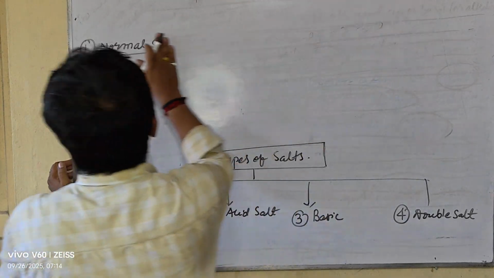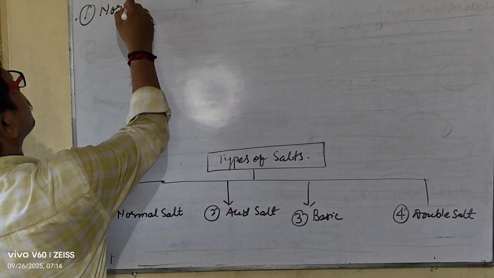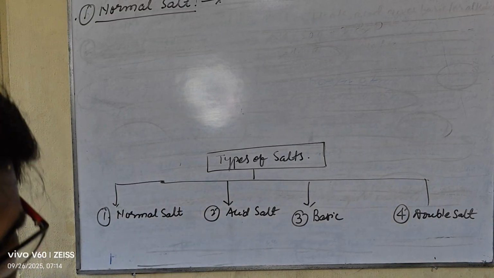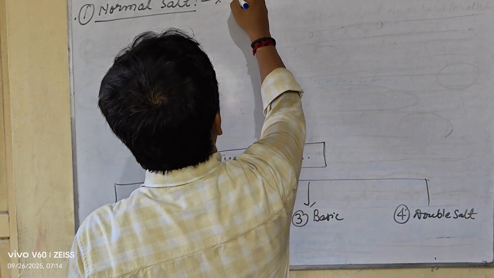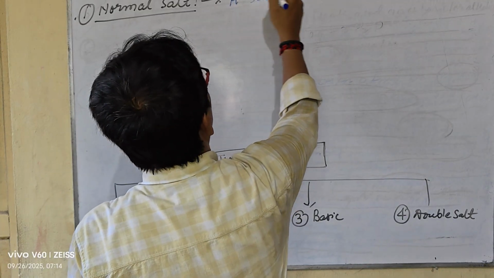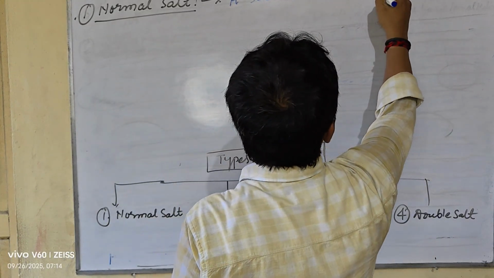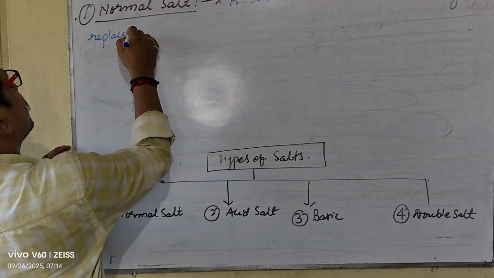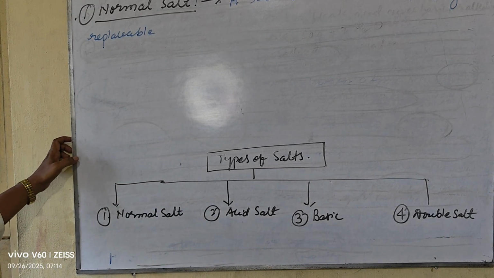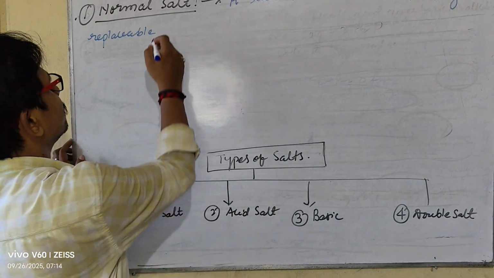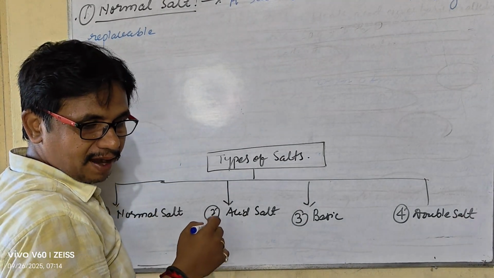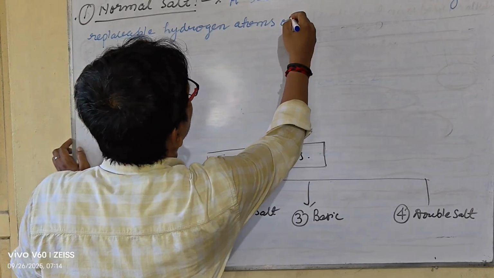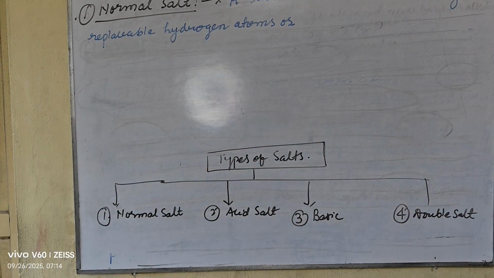The first one is normal salt. A salt that does not contain any replaceable hydrogen atoms or hydroxyl group is called a normal salt.